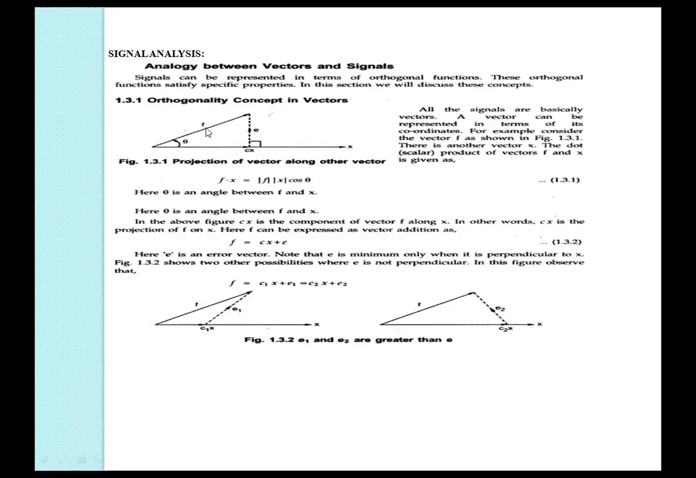The first concept is orthogonality in vectors. Let me assume f of t is one vector and x is another vector. All these signals are basically vectors. A vector can be represented in terms of its coordinates. For example, consider a vector f.